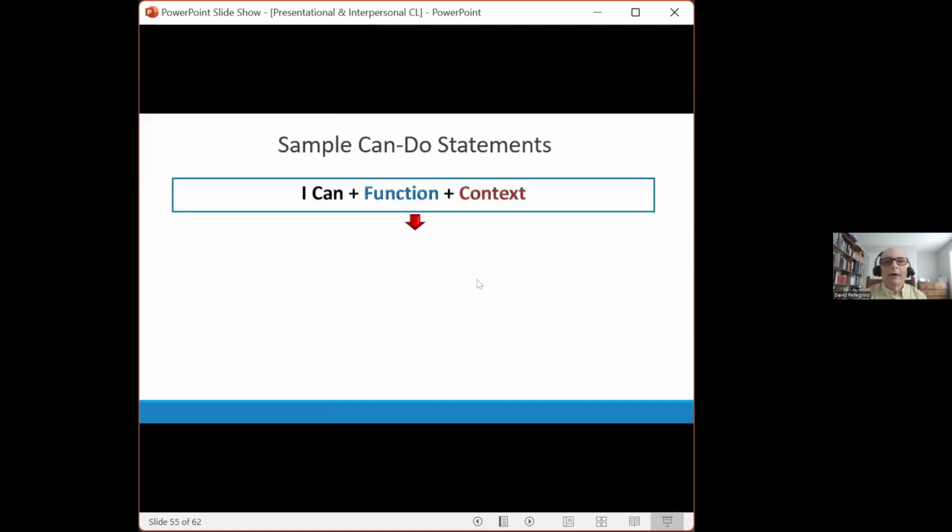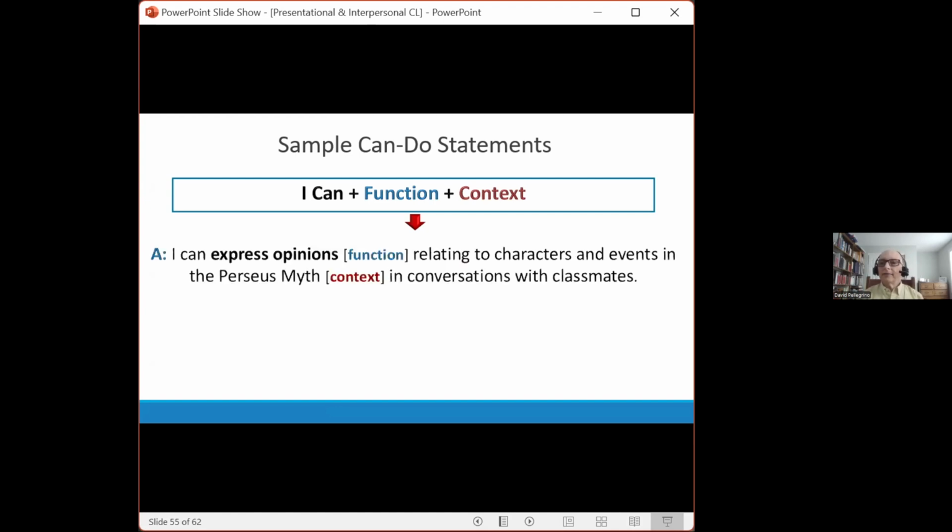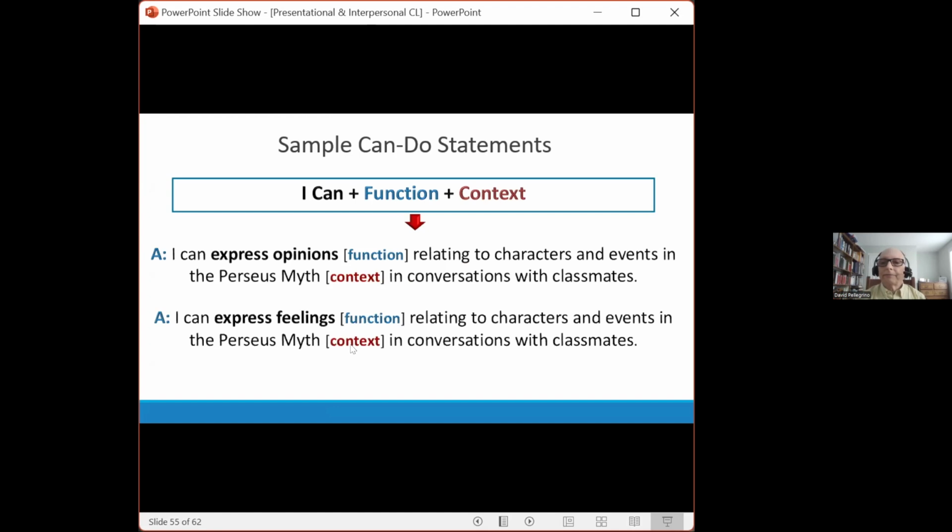Okay, so let's prepare to have our students participate in some interpersonal communication. We're going to start with some can-do statements, which are created using the formula I can plus a function plus a context. Here's my first one. I can express opinions, that's my function, relating to characters and events in the Perseus myth, that's our context, in conversations with classmates. And here's my second one. I can express feelings relating to characters and events in the Perseus myth in conversations with classmates.